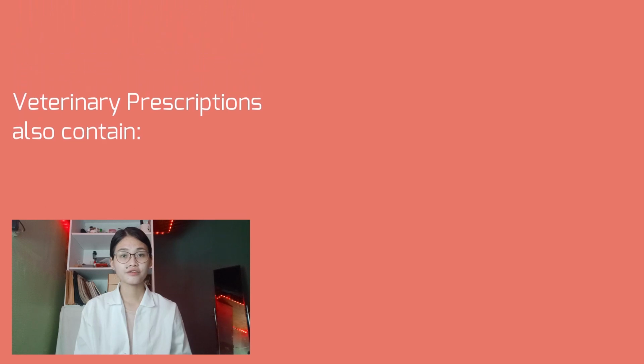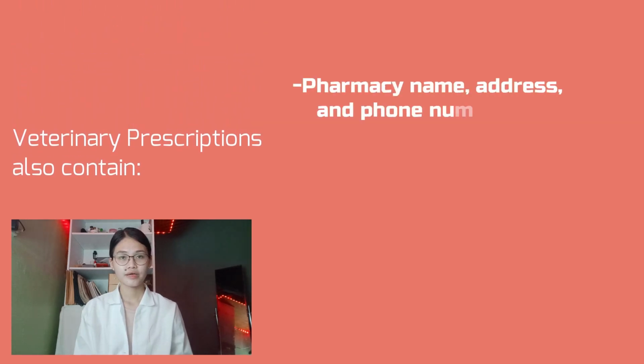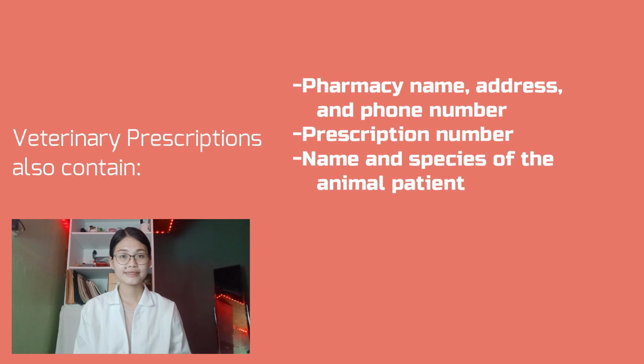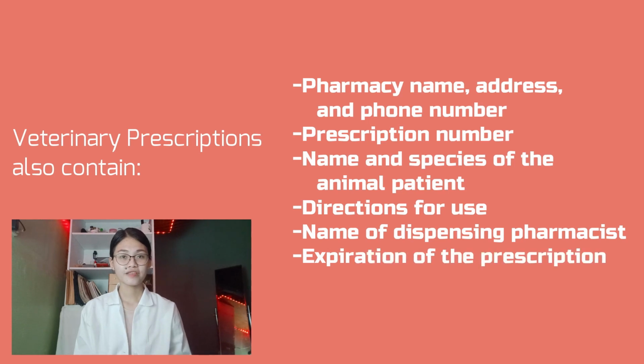Veterinary prescriptions also contain the pharmacy name, address and phone number, the prescription number, the name and species of the animal patient, the directions for use, as it is important to follow and take the dose at the right time and also abide by any other instructions, the name of the dispensing pharmacist, and the expiration of the prescription.